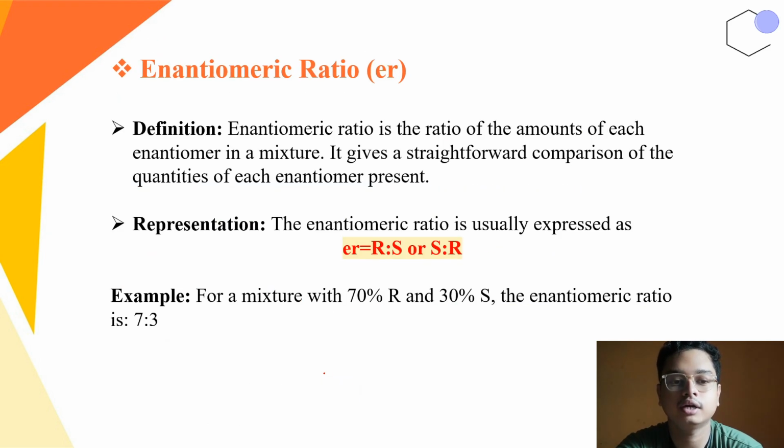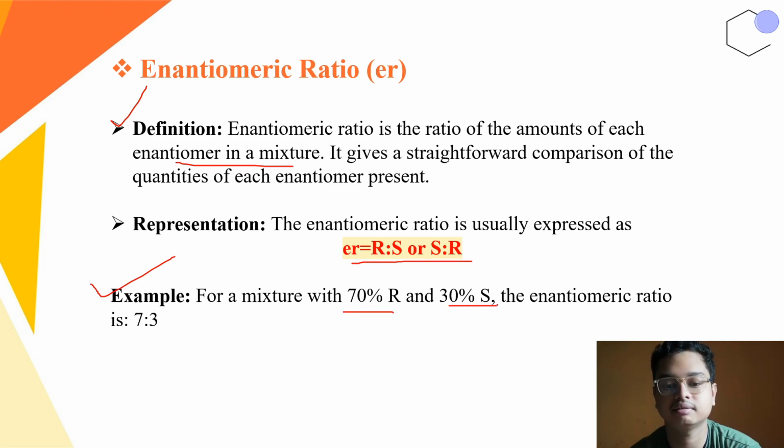Okay, now we are talking about the enantiomeric ratio, and this is another important thing. Enantiomeric ratio gives the amount of each enantiomer in a mixture. The enantiomeric ratio is usually expressed as R:S or S:R. An example: for a mixture with 70% R and 30% S, the enantiomeric ratio is 7:3. Now, just understand the difference between the enantiomeric excess and enantiomeric ratio.